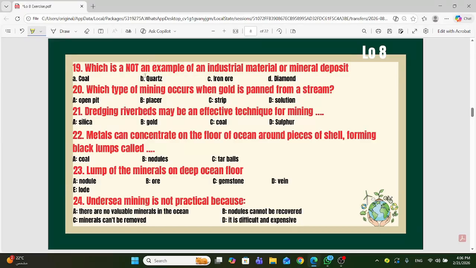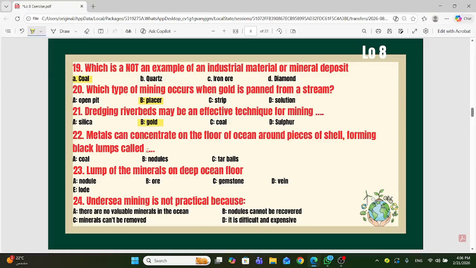طيب which isn't an example of industrial material or mineral deposit؟ Coal quartz iron ore diamond. تبقى coal. Which type of mining occurs when gold is being mined from a stream؟ طيب open pit ولا placer ولا strip ولا solution؟ قلنا placer. طيب dredging a river bed may be an effective technique for mining silica ولا gold ولا coal ولا silver؟ قلنا gold.